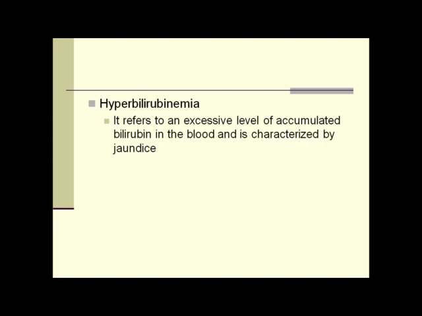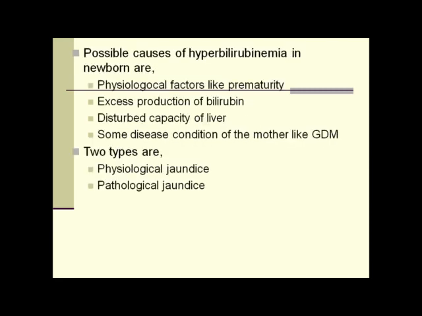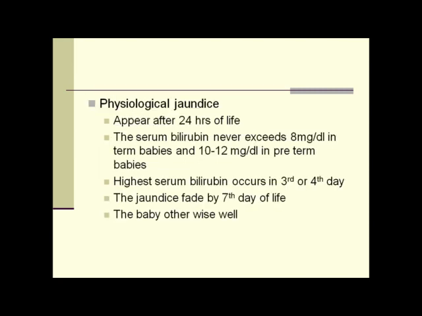Hyperbilirubinemia refers to an excessive level of accumulated bilirubin in the blood and is characterized by jaundice. Possible causes of hyperbilirubinemia in newborns include physiological factors like prematurity, excess production of bilirubin, disturbed capacity of the liver, and some disease conditions of the mother like GDM. Two types: physiological and pathological jaundice.